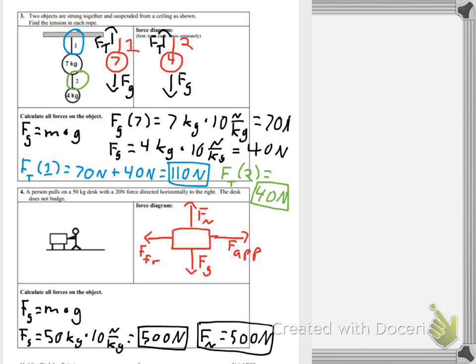So now the second part, we have an applied force. And so this applied force, it tells us, is 20 newtons. So that force was nice and easy to calculate. Now this 20 newtons of force, because it's not moving, means that the frictional force has to balance that. So that is also 20 newtons. And that is how you do your static force diagram practice.